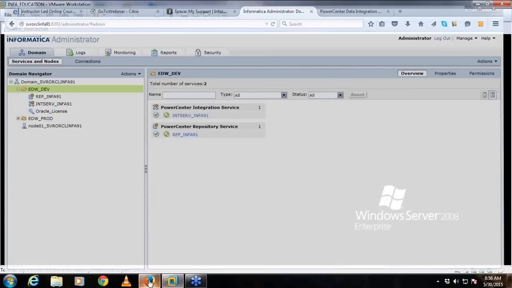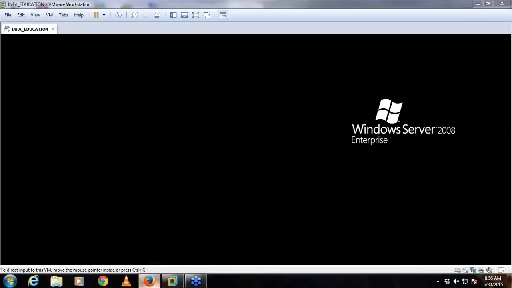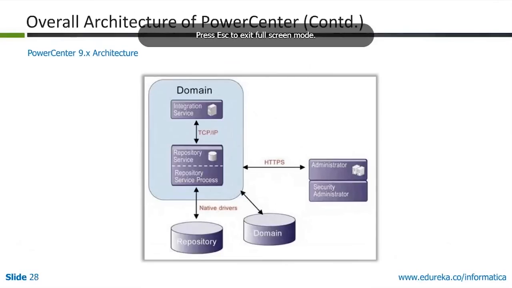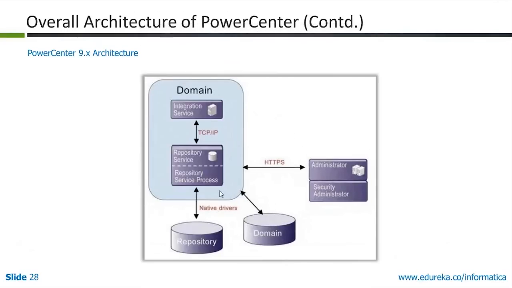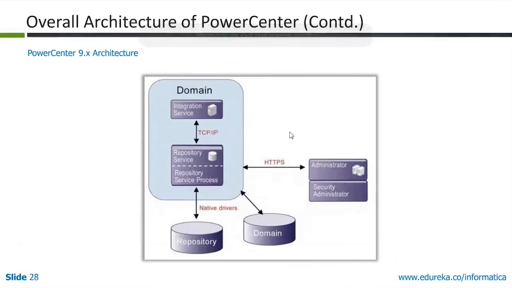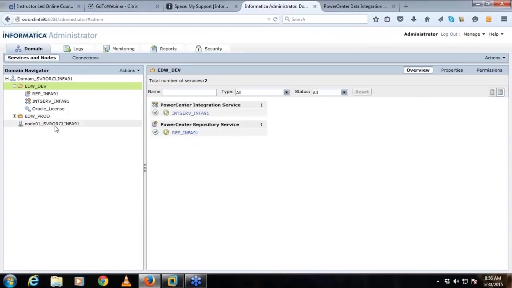Now move on to the topic. Once you install the domain, after that you'll have to configure your node. So when you are installing, first you will be asked for the domain, and then you will be asked for the creation of the node. Now, this is the node that I have created. What is a node? A node is basically the machine where we are installing Informatica.